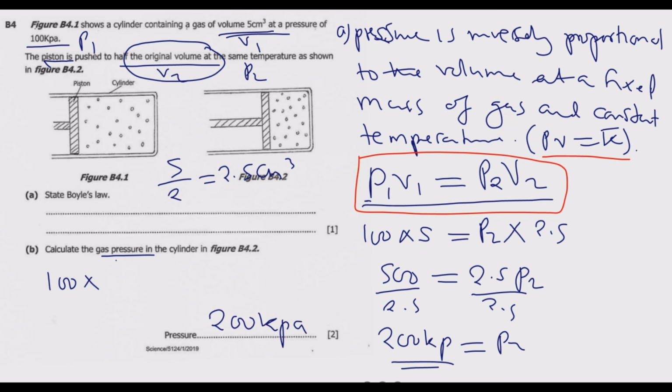So without even converting the volume to meters cubed, unless we are given pressure in newtons per meter squared, then we would need to have volume in meters cubed. But since it's in pascals, we can just work it out directly. Nothing will affect the results.